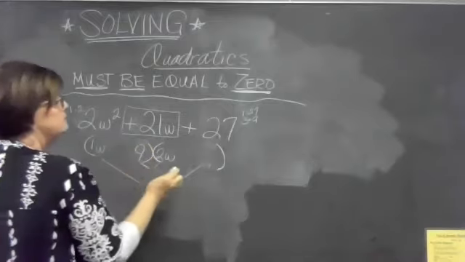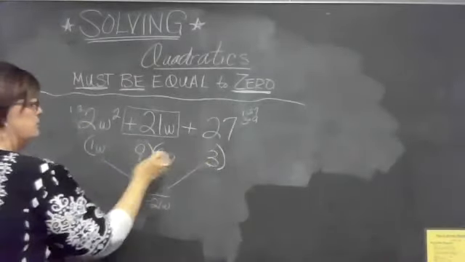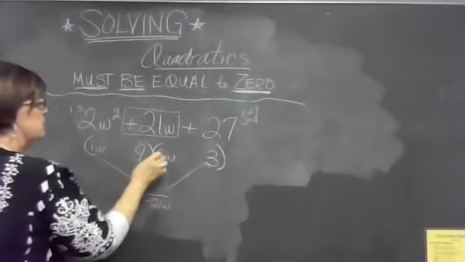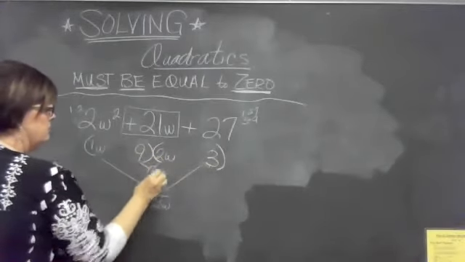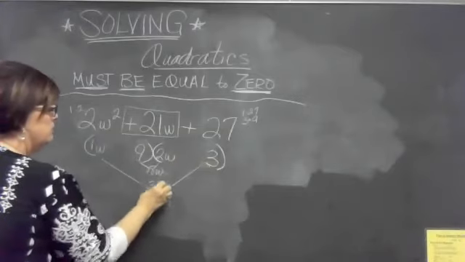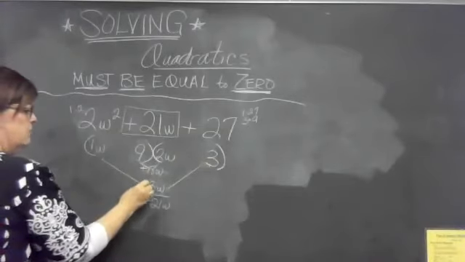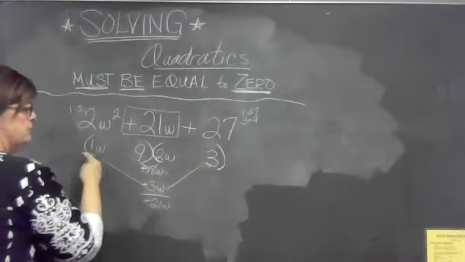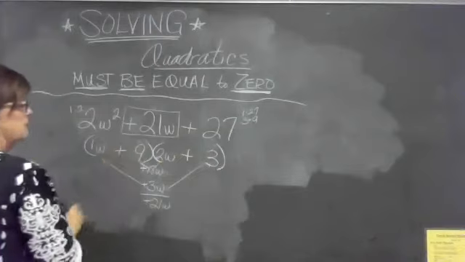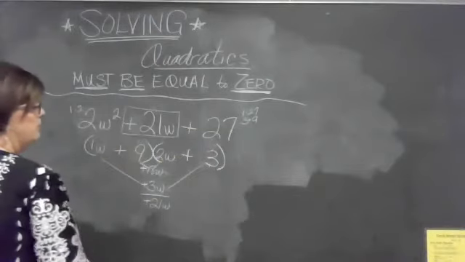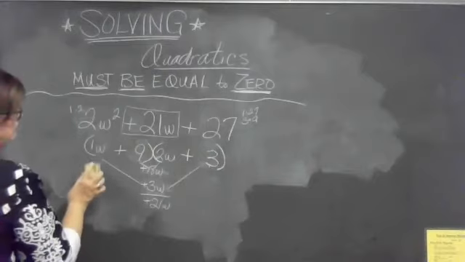So this is 9 and this is 3. I just switched the back numbers because these are different. So the positions matter. So now I have 18W and 3W. And sure enough, if I add these together, I will get a positive 21W. So this is the correct factoring. Again, if you need more help on factoring, there are several YouTube videos to handle that.